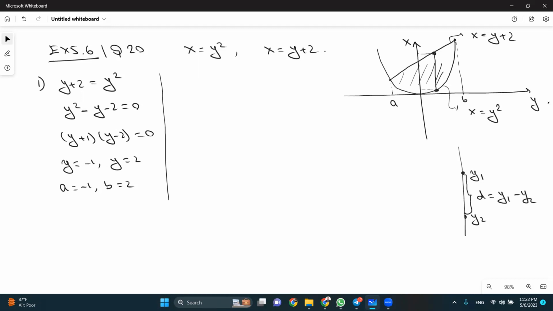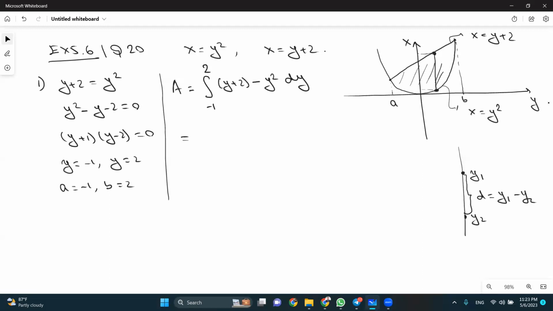So at the time, this area, this shaded region, will be given by the integral from -1 to 2, right? And I have to subtract this parabola from the straight line. The straight line's equation is y plus 2 minus the parabola's equation, y squared. And here we have dy.